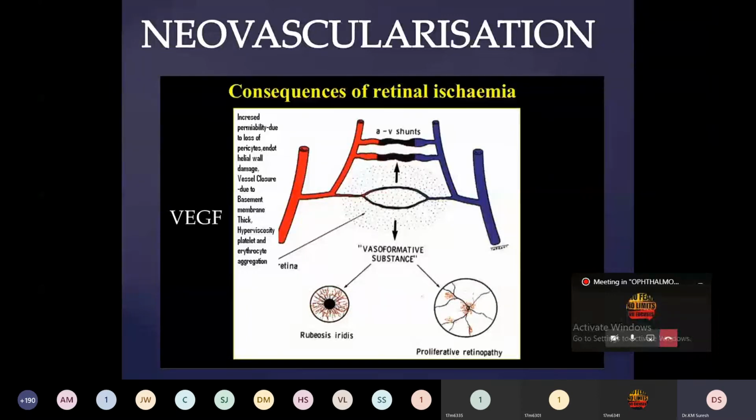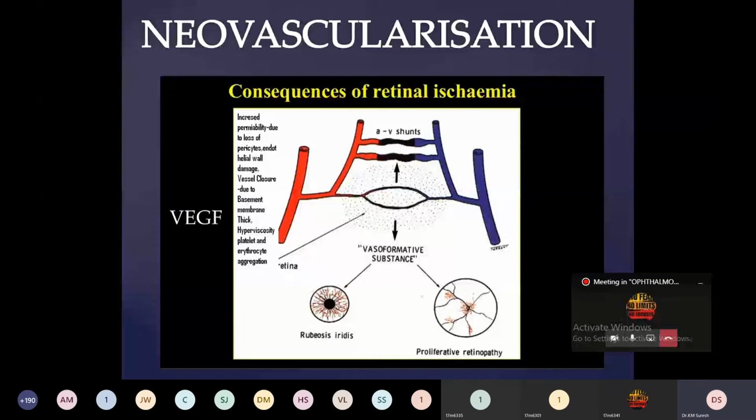When it becomes much more severe, it can also cause neovascularization in the trabecular meshwork. It can also cause neovascularization in the iris. When there is neovascularization in the iris, it is referred to as rubeosis iridis, and it is capable of causing neovascular glaucoma, which has a very bad prognosis.